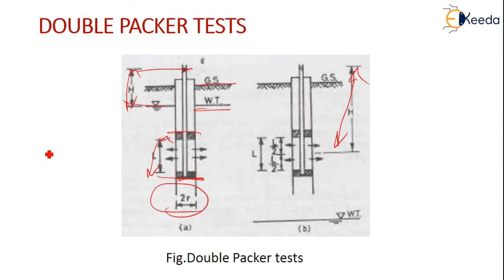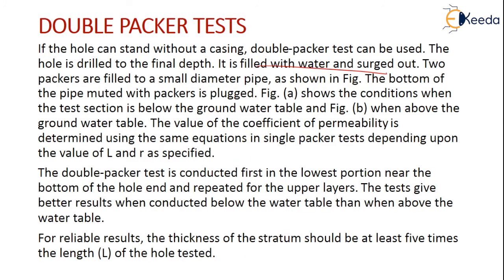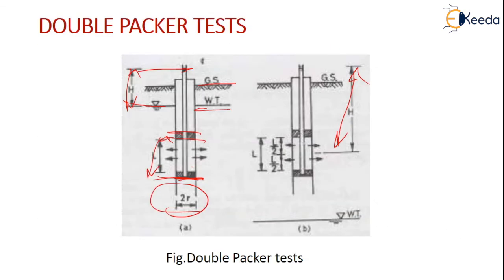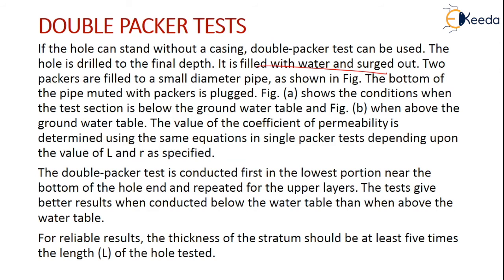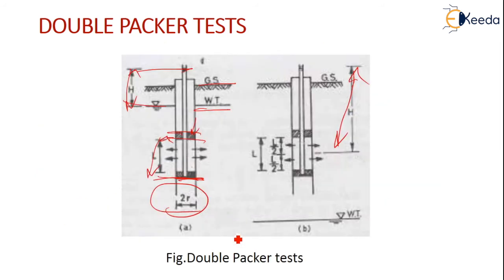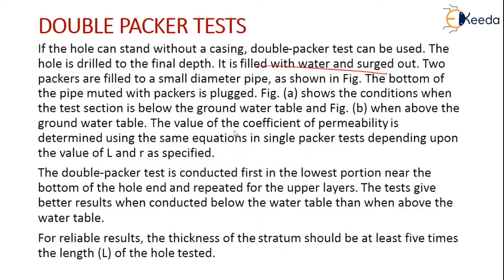These are the two packers, 1 and 2. The bottom of the pipe is fitted with packers and is also plugged. Figure A shows the condition when the test section is below the groundwater table. Figure B shows the test section above the groundwater table. Here the packer is above the groundwater table, here it is below the groundwater table.